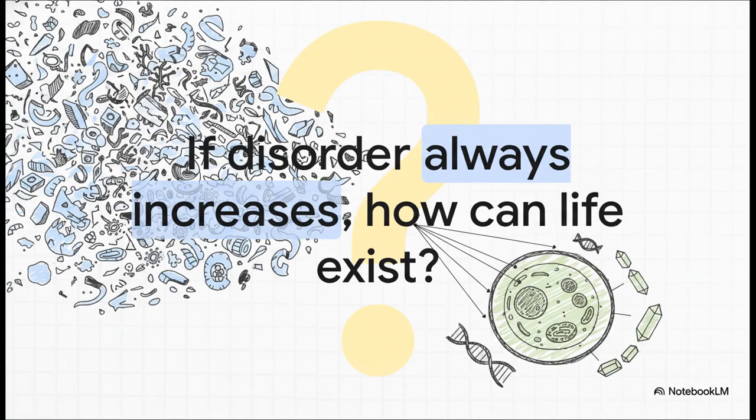If the fundamental tendency of the universe is towards messiness and decay, how in the world can you get something as beautifully and intricately organized as a living cell? It seems to go against the most basic rule of everything.